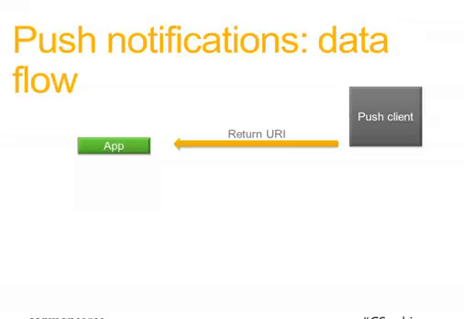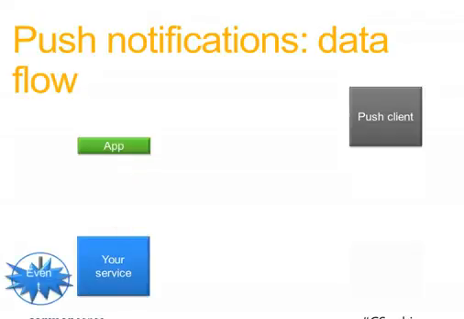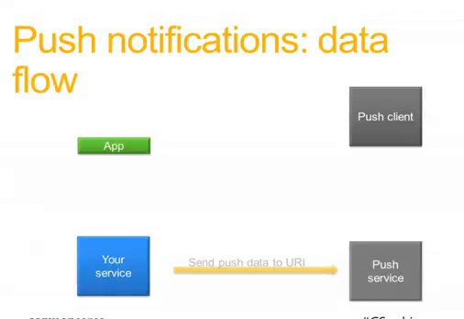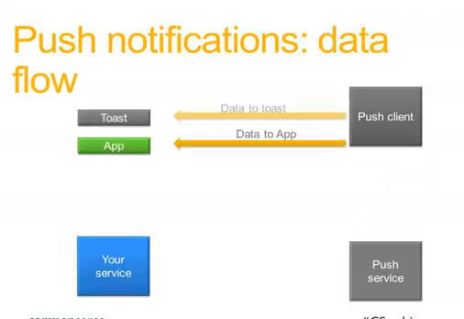The service returns the URI for the app, where that push information is going to come from. Send the URI to the service, your server itself. It sits there and waits. You get an event. You push it to the URI for the push service, and it goes to the client. Your client picks it up from the application itself.